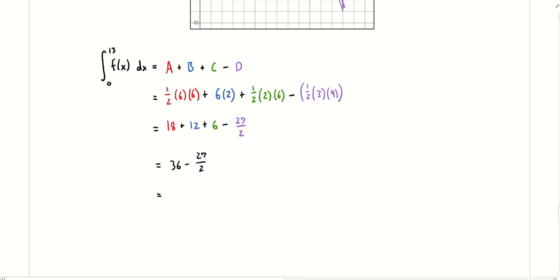To get a common denominator, 36 in terms of halves is 72 halves, minus 27 halves. So 72 minus 27 gives us 45. So this area is going to be 45 halves. Or, in other words, the definite integral, the net or signed area between 0 and 13 for this particular function is 45 halves.